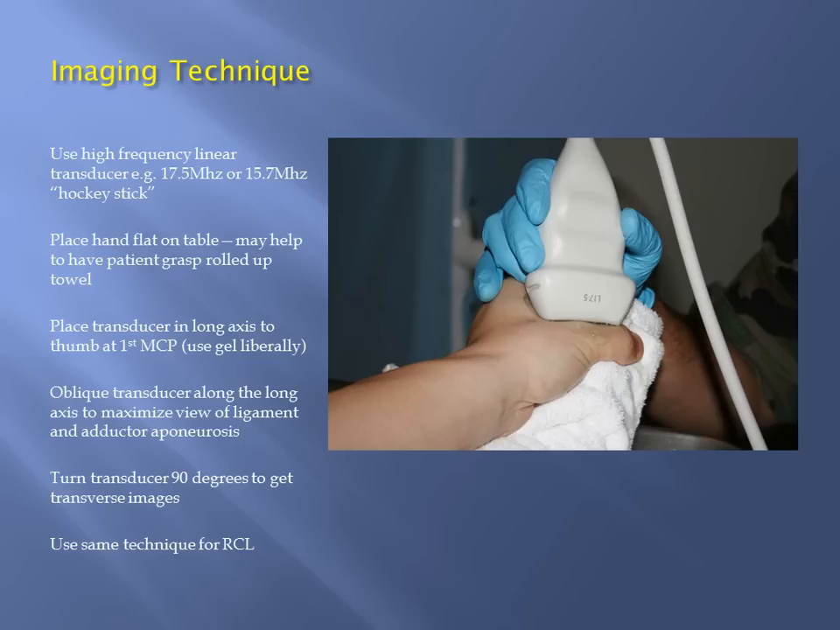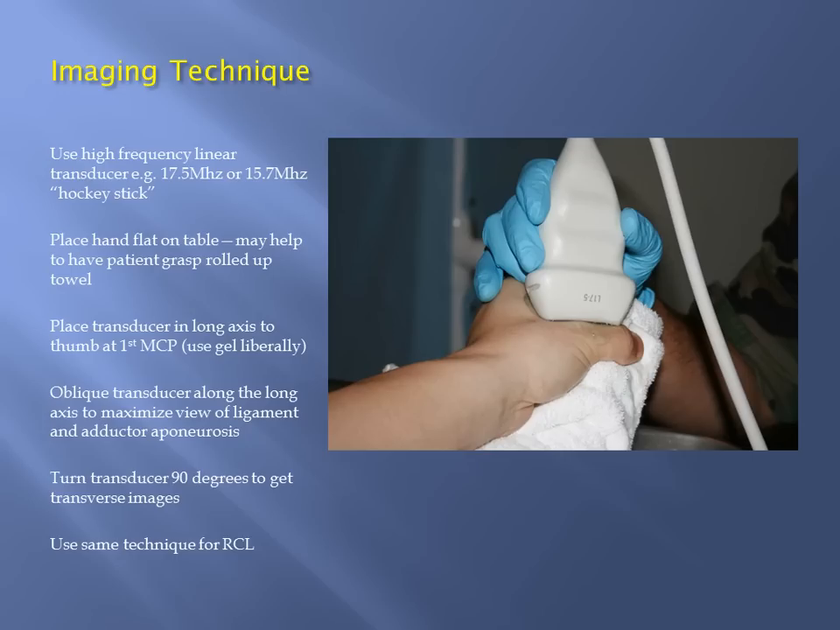For imaging technique, you'll want to utilize a high-frequency linear transducer. Here we typically use a 17.5 megahertz linear or 15.7 megahertz hockey stick. You want to place the patient's hand flat on the table. It may help to have them grasp a rolled up towel, as in this image.